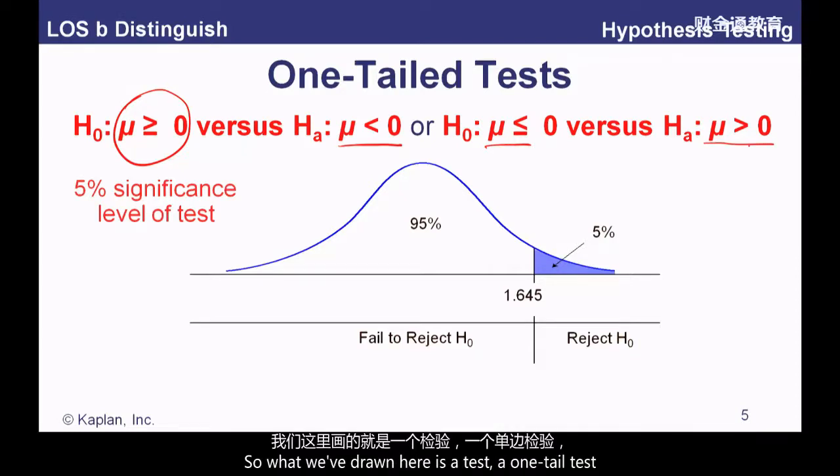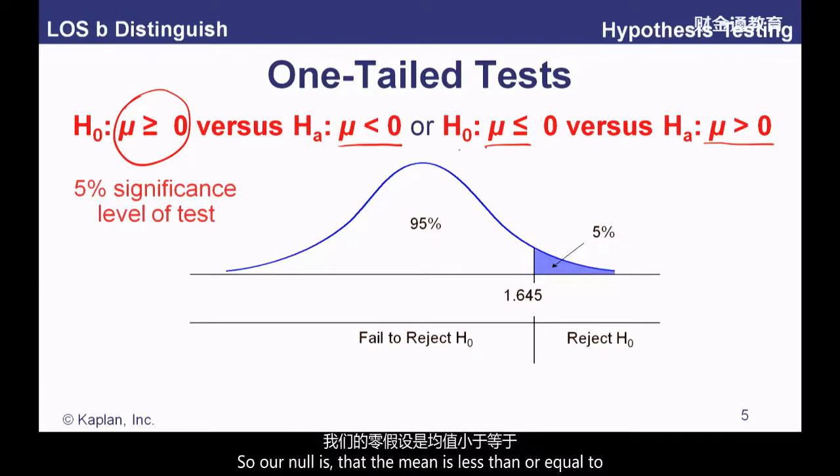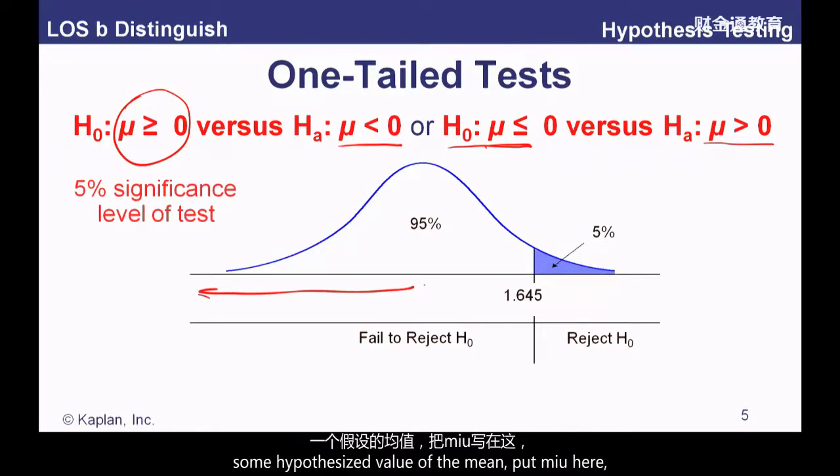So what we've drawn here is a one-tailed test at the 5% level of significance of that second null hypothesis. So our null is that the mean is less than or equal to some hypothesized value of the mean. I'll put mu here, I'll put mu 0, a specific mean estimate. And so when would we reject this null hypothesis?